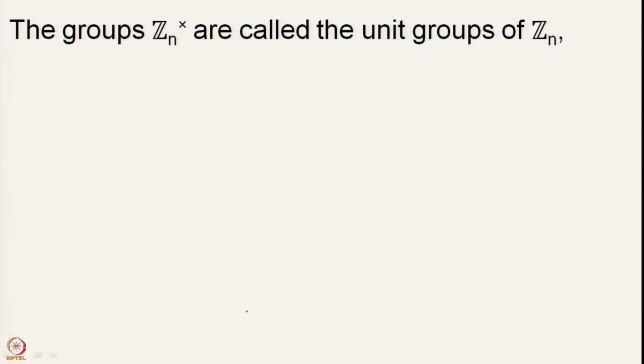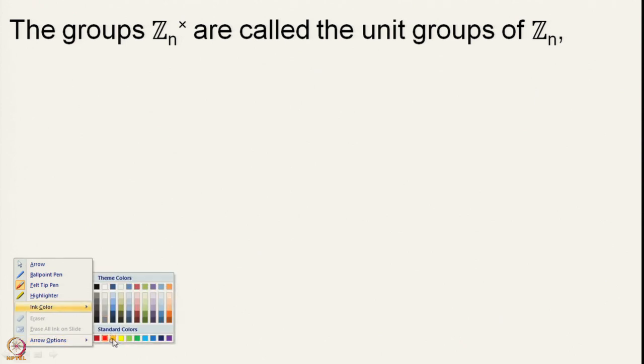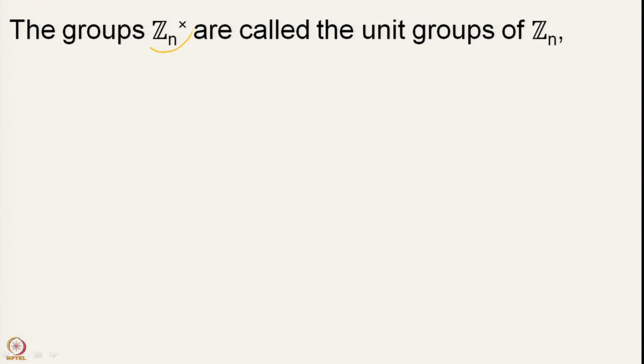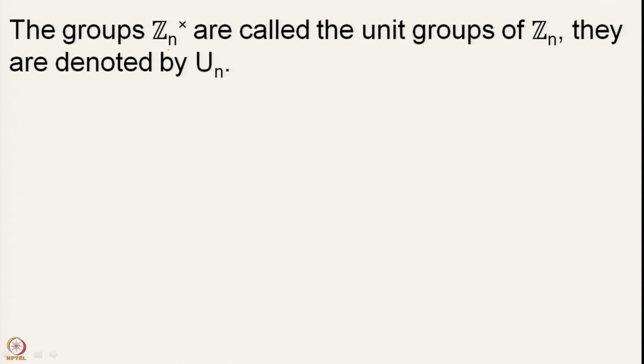We are going to require some more concepts of group theory and ring theory. So, we are going to study these groups called the unit groups of Zn. These are denoted by Zn cross. We put this cross on the head to signify that we are going to look at elements which are invertible with respect to the multiplication. These are the groups, unit groups that we are going to study. They are going to be called Un, where U stands for units.